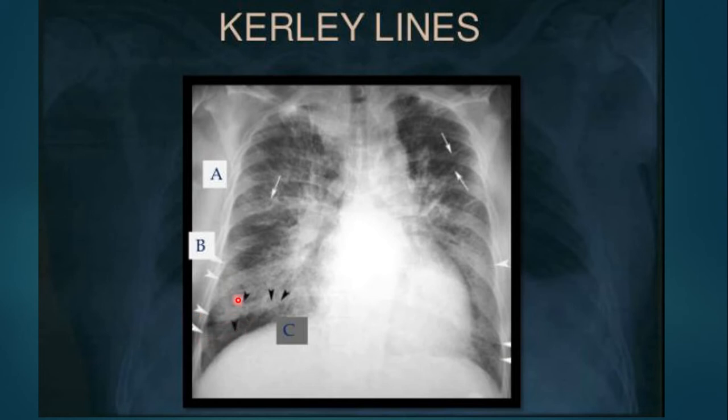While in the lung base, superimposed curly B lines, one over the other, is curly what? C. Exactly. While you see these lines, the white arrows extending from the periphery to the hilum, these are curly what? A. Excellent. So we have here curly A, B, and C all in one chest X-ray.